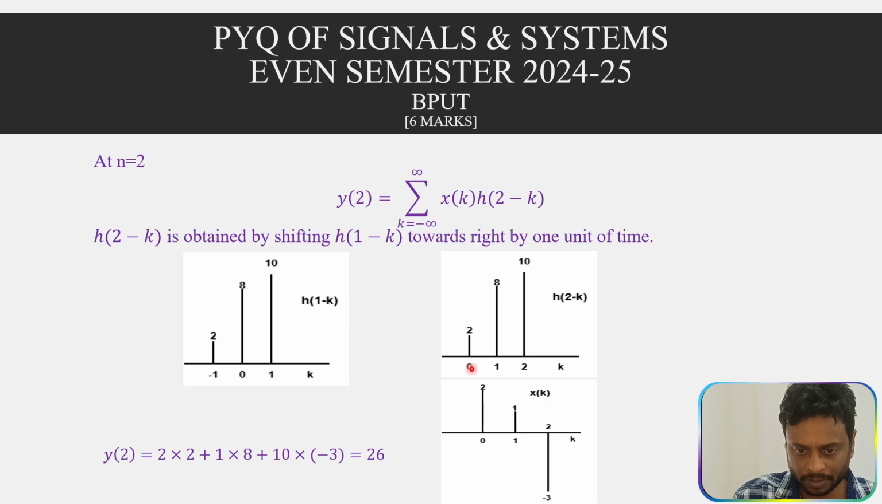So you can see how many common points are there. There are 3 common points. So at 0 it is 2, at 0 it is 2. So 2 into 2. Similarly, at 1 it is 8, at 1 it is 1. So 1 into 8. At 2 it is 10, at 2 it is minus 3. So 10 into minus 3, it will be 26.